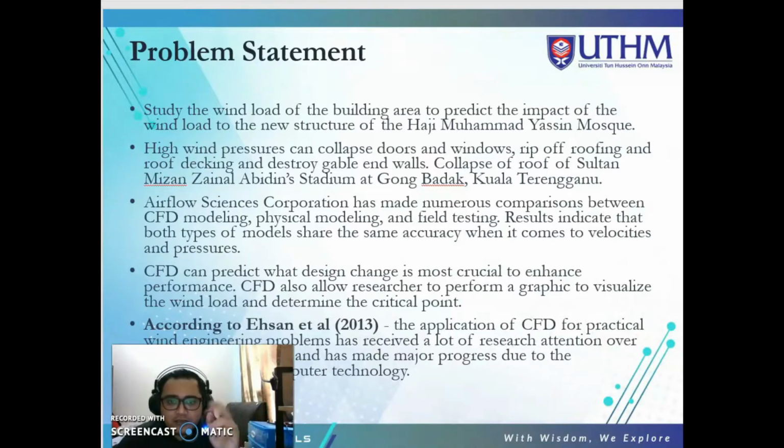The Airflow Science Corporation has made numerous comparisons between CFD modeling, physical modeling, and field testing. The result indicates the same accuracy for the velocities and the pressures. CFD also can predict which design changes are most crucial to enhance the performance. It allows the researcher to produce graphics, visualize the wind load and determine the critical point. According to Yassin and friends, the application of CFD for practical wind engineering problems has received a lot of research attention over the last 3 decades and has made major progress due to the advancements of computer technology.